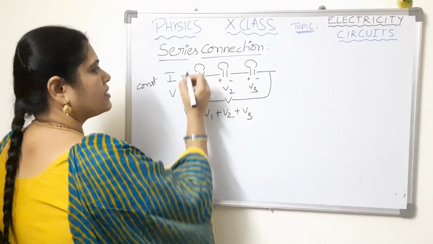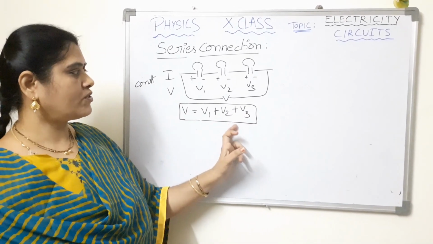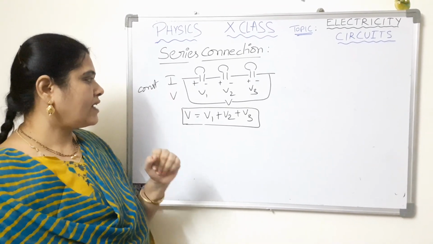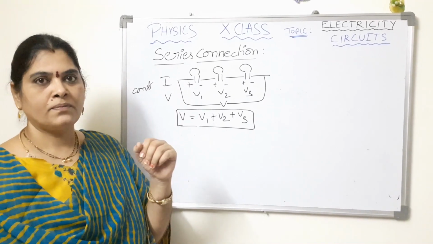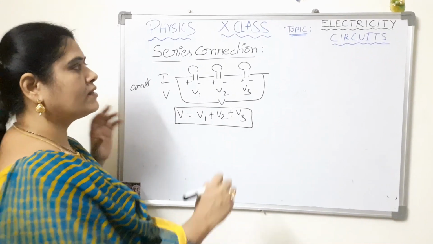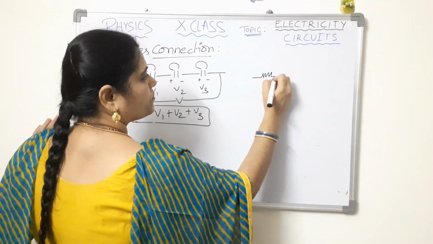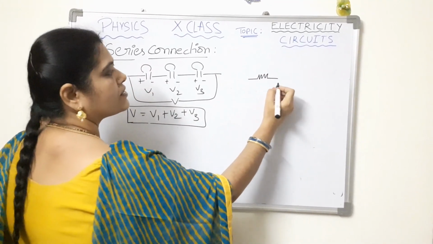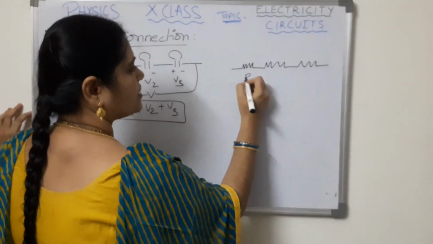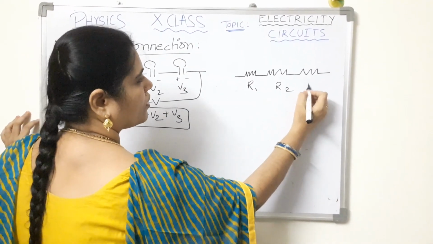So here in the series connection we got one formula, that is V is equal to V1 plus V2 plus V3. We observed, and I is constant. By using these two, we will find the equivalent resistance among the three resistors. So again I will draw this one. See here, this is the symbol for resistance. If three resistors are connected like this, we are naming them R1, R2, R3.